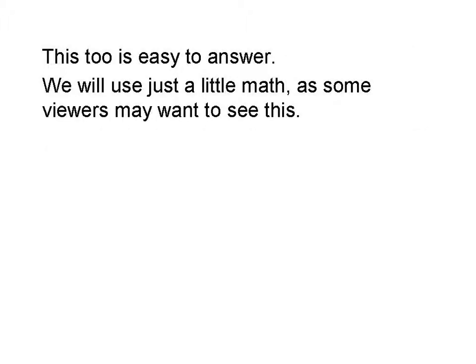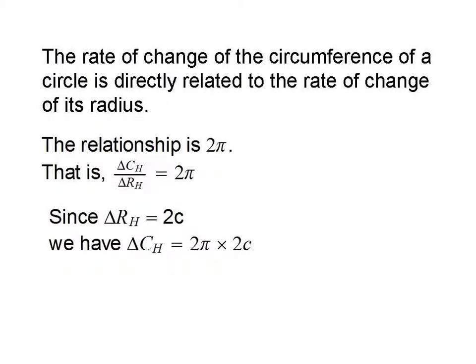This too is easy to answer. We will use just a little math, as some viewers may want to see this. The rate of change of the circumference of a circle is directly related to the rate of change of its radius. And the relationship is 2 pi. That is, delta c sub h over delta r sub h is 2 pi.